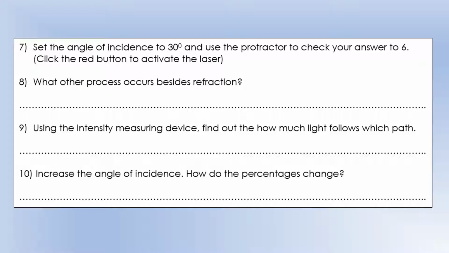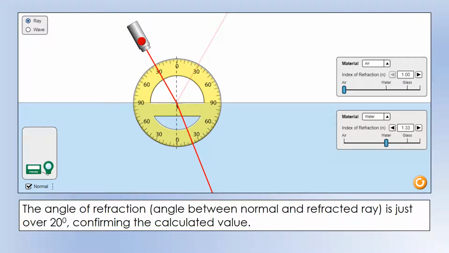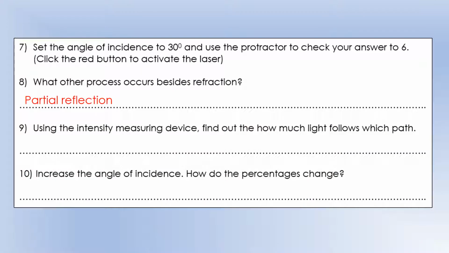So what we can do is actually use the simulation to check that out. And when you do that, you should see that, yes, we've got a value around 20 degrees. So looking at the simulation, what other process occurs besides refraction? Well, you can see a process going along here called partial reflection. You can see the reflected ray at the boundary as well. So that's the process that you can see alongside refraction.